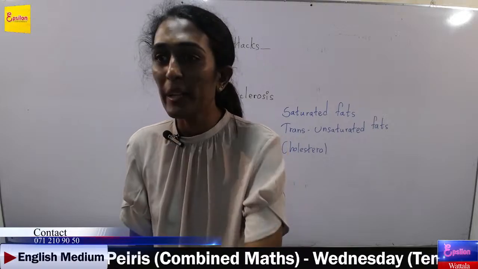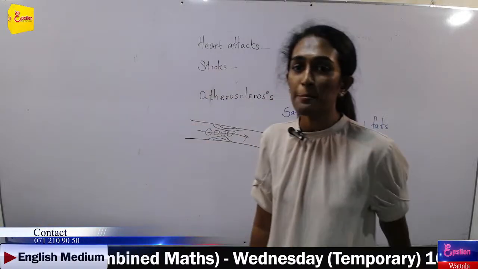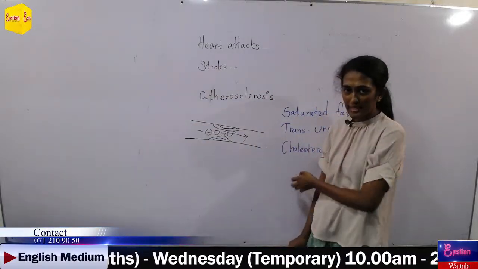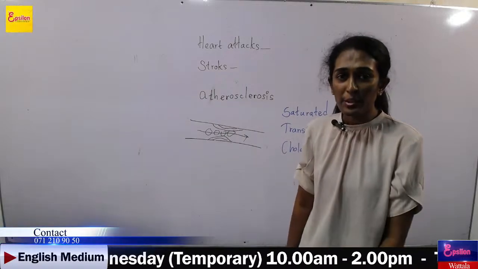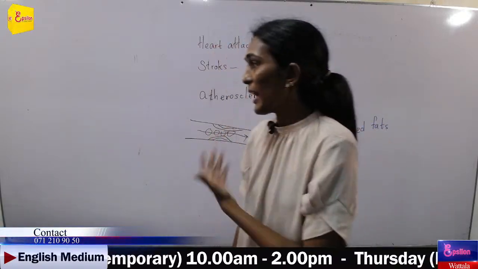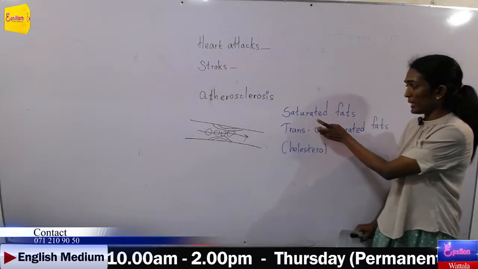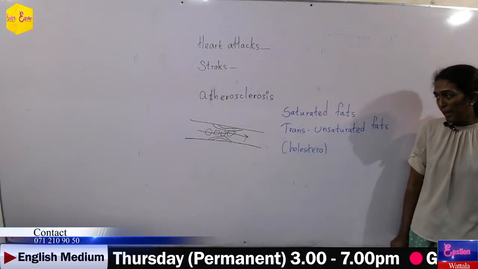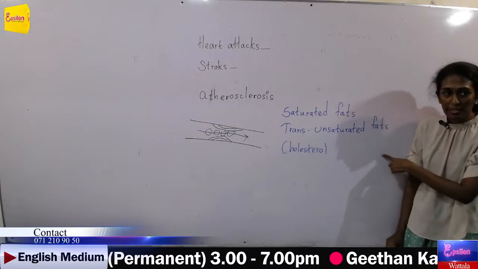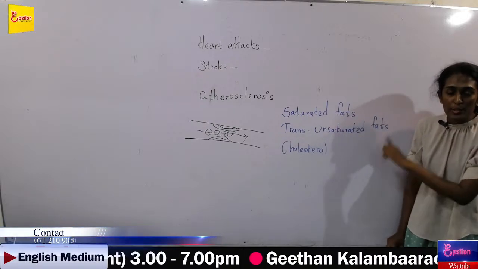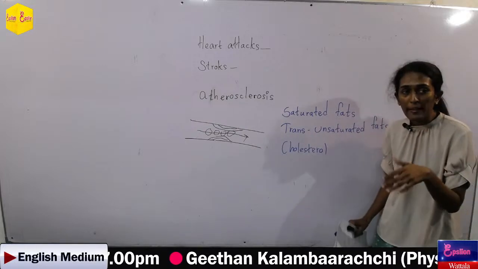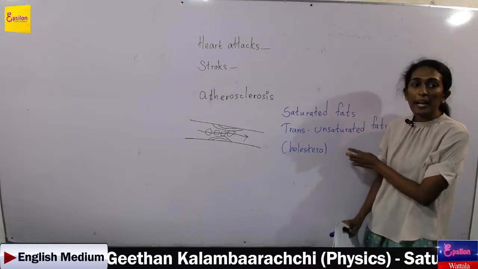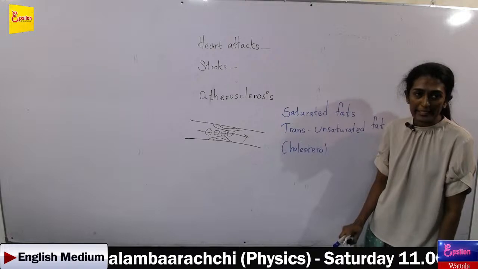Nowadays, it's very common among people, 30s and 40s people also dying because of this. Sometimes even at little age, isn't it? So we have to be careful about the food that we eat. Saturated fats are found in animal fat. Trans unsaturated fats are found in plants. Not all plant fats are good; some plant fats are not good to eat.